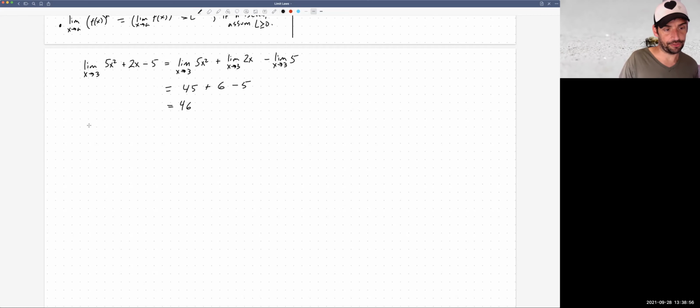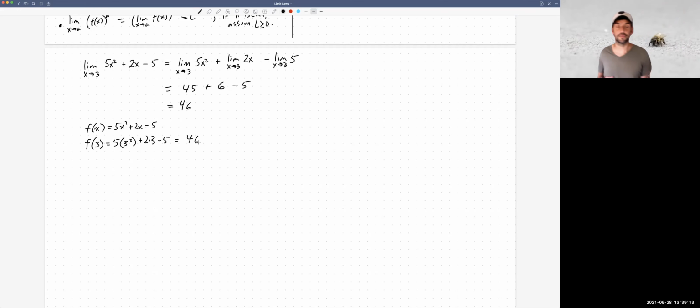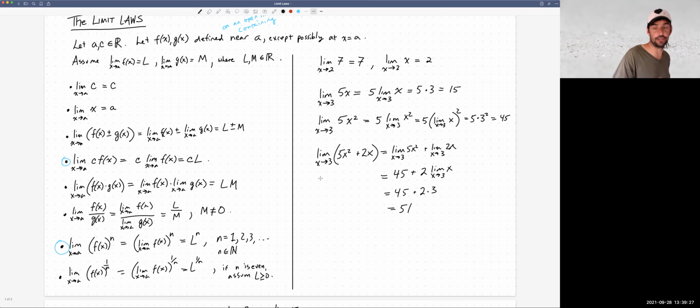Notice if this was a function, f of x is equal to 5x squared plus 2x minus 5, then f of 3 is 5 times 3 squared plus 2 times 3 minus 5, which is equal to 46. Right? The limit was just the evaluation of the function there. This turns out to always be true for every polynomial, right? Every single thing we did up here, all of our applications of these limit laws, we can do for any polynomial.